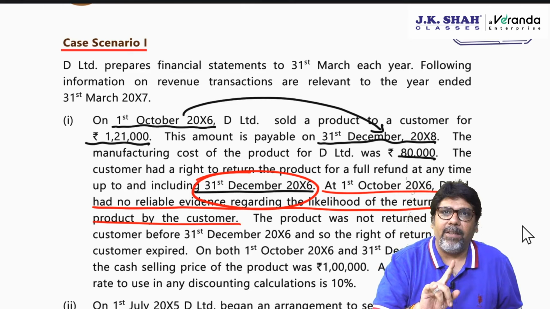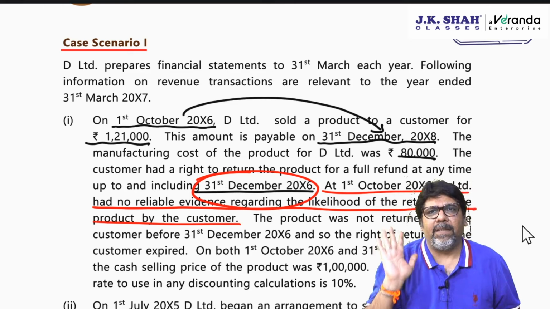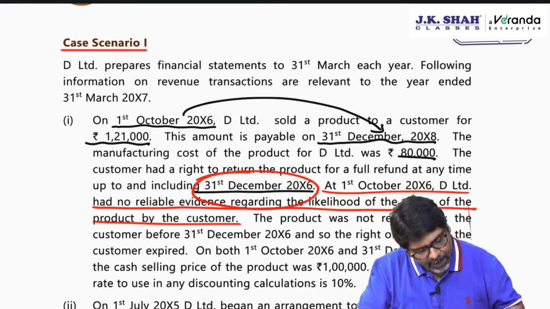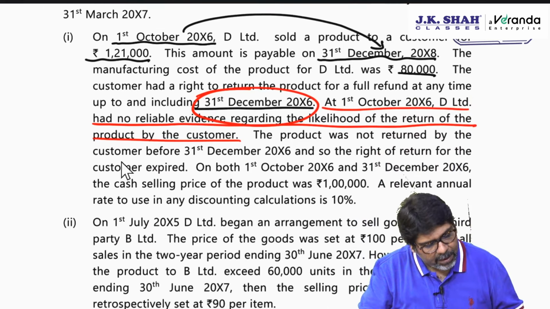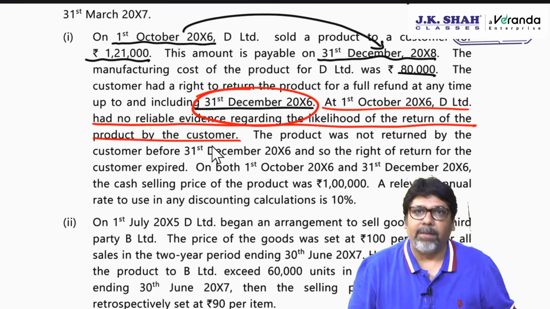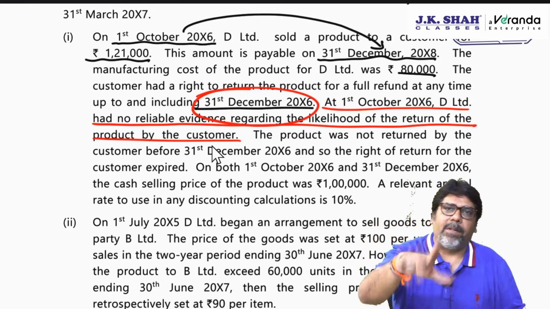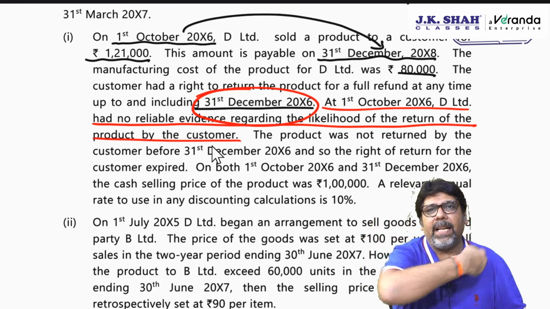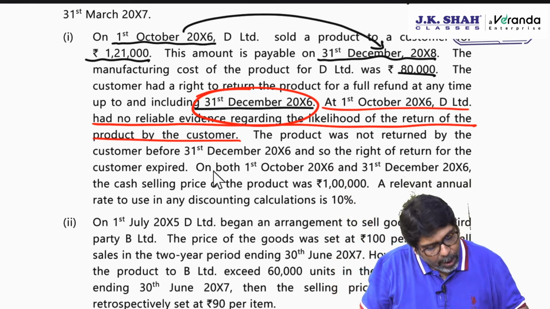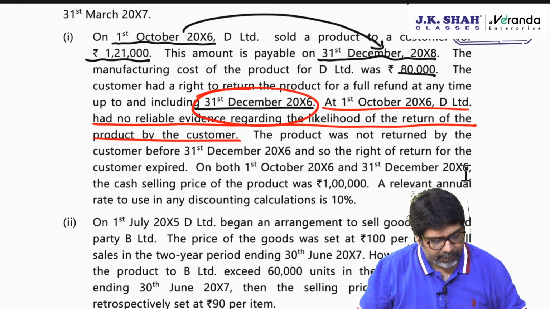And how much revenue can they recognize? The present value of 1,21,000, or the cash price, whichever is given. Fair enough. Now, the product was not returned by the customer before 31st December 2006. Thank God, it was not returned. Since the product was not returned, the entity can recognize the entire revenue. So the customer's right to return expired on 31st December 2006.